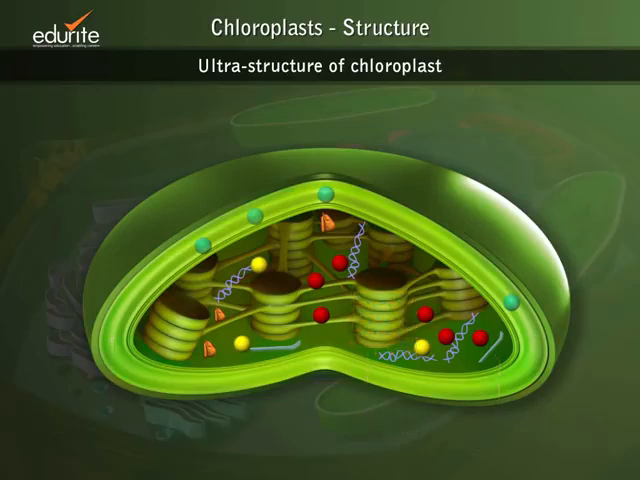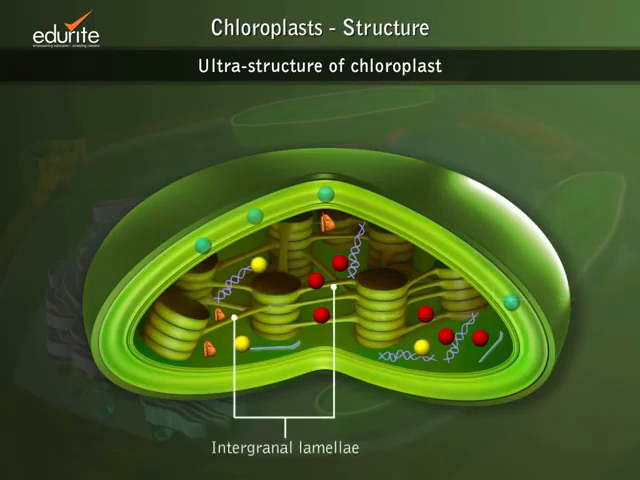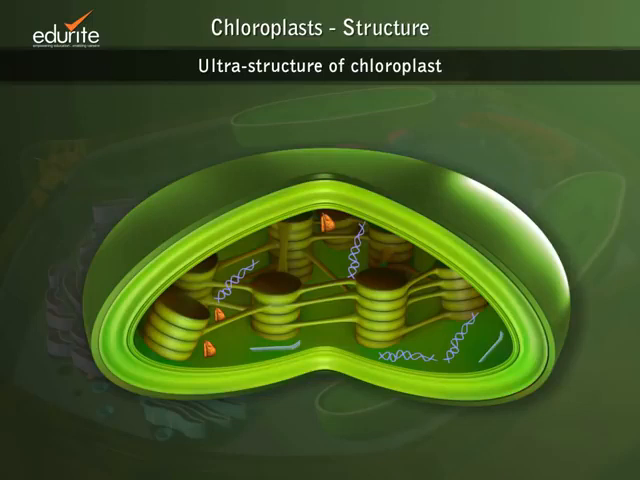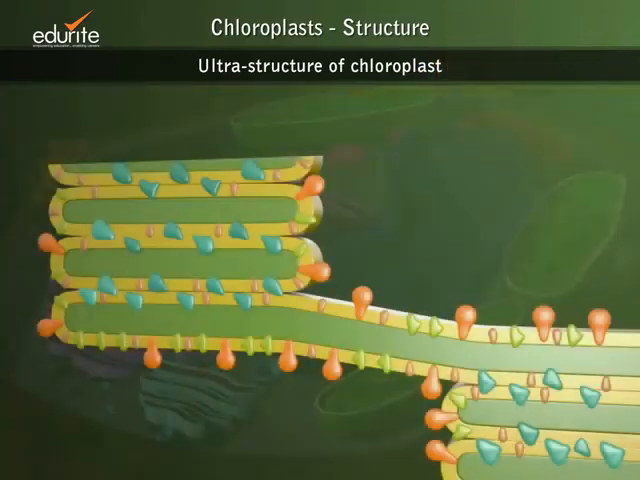The thylakoid membrane is a network of membrane-bound flattened discs called thylakoids, which are arranged in stacks called grana. The membranes of thylakoids are called fret membranes, and the grana are interconnected by tubular membranes called the intergranal lamellae. Each chloroplast may contain 10 to 30 granal clusters with a single granum comprising about 20 to 60 thylakoids.